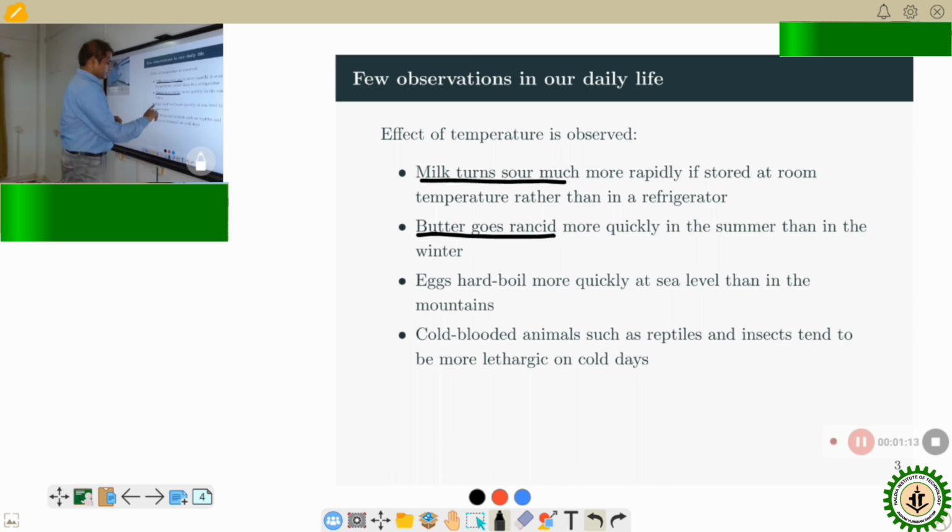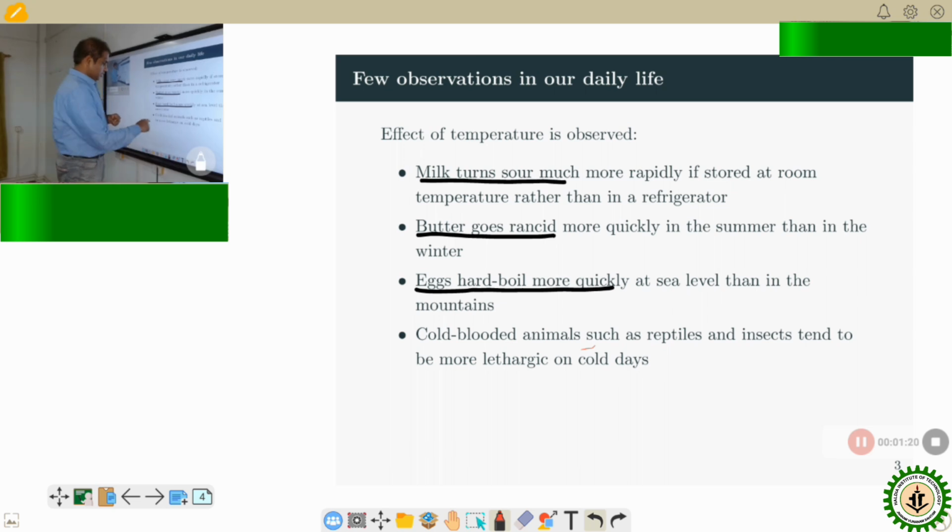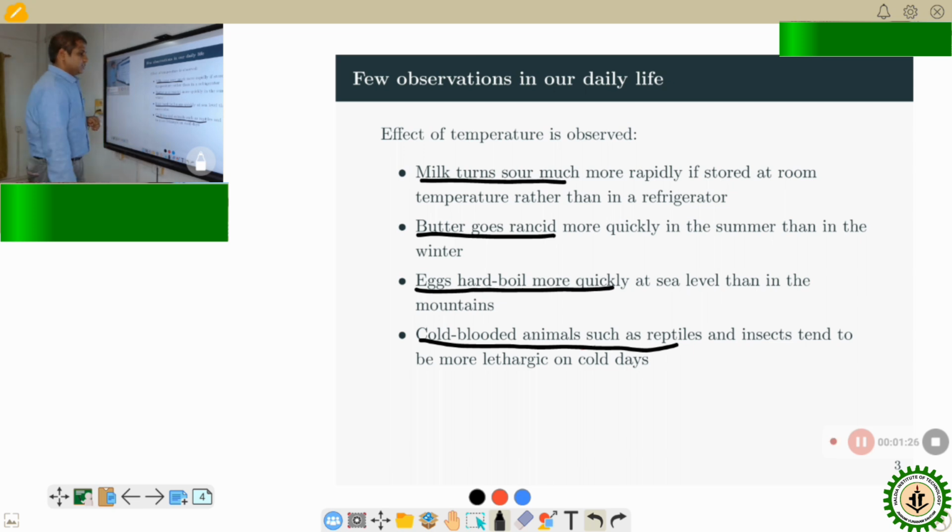Then we saw that eggs hard boil more quickly at sea level. That's because of the normal temperature. And cold-blooded animals, especially the reptiles, tend to be more lethargic during the cold season, and we have seen that they go for hibernation. We will see how these things are connected with kinetics. So the effect of temperature in biological systems is heavily influenced.